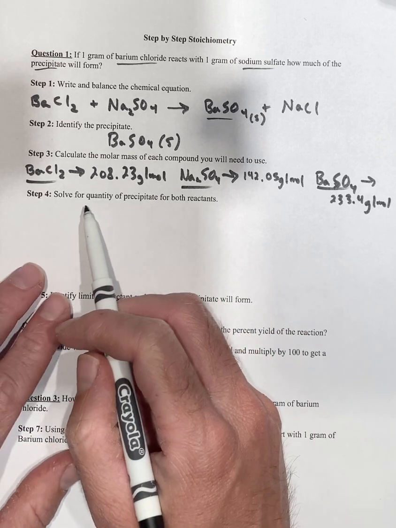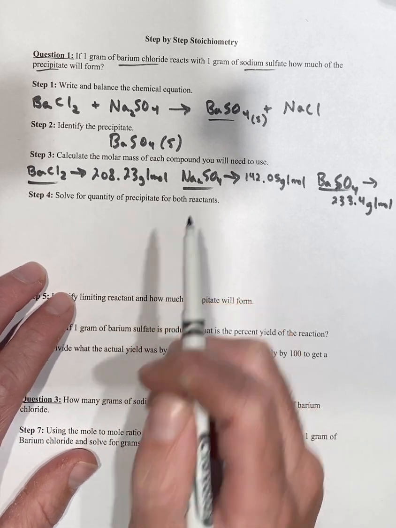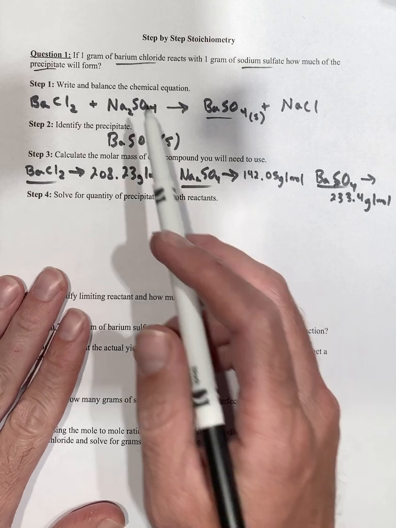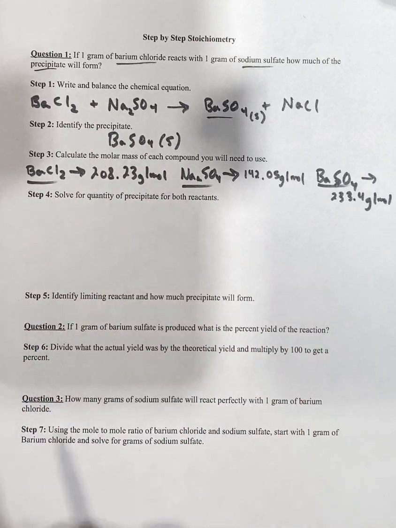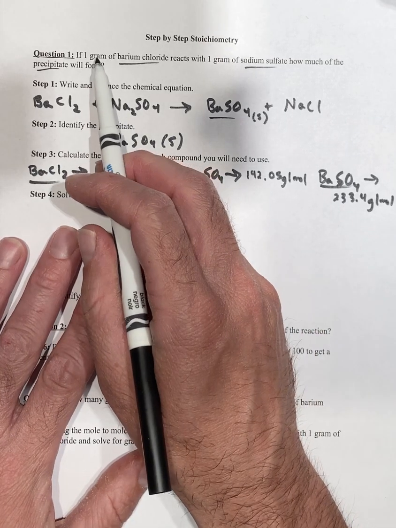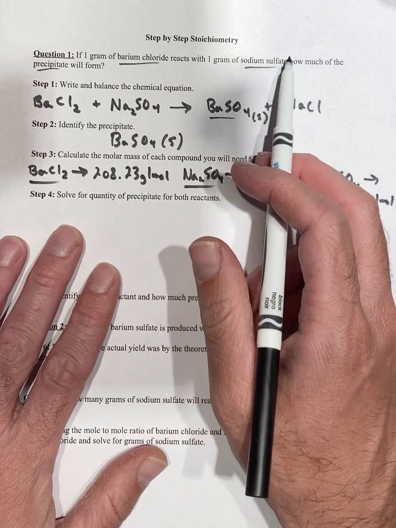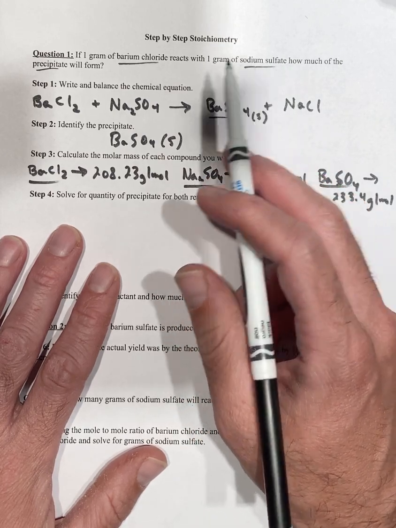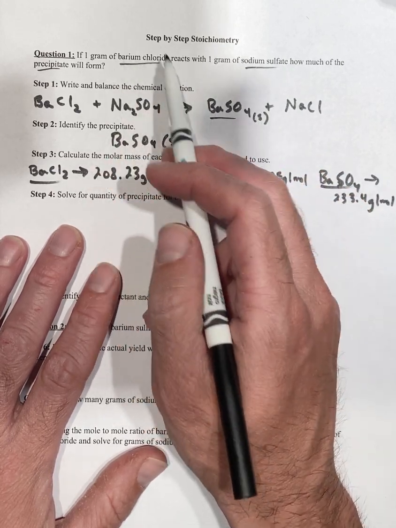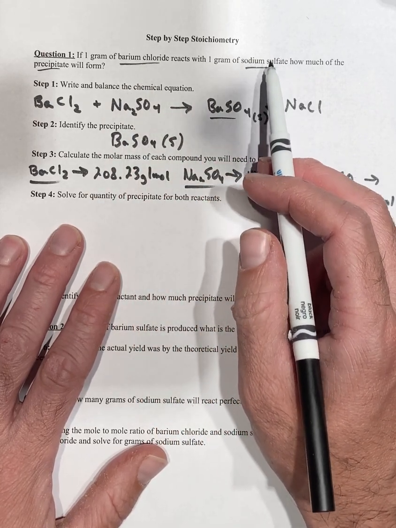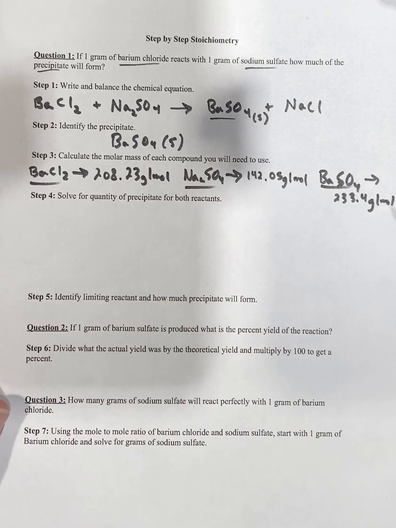All right, so now it says solve for the quantity of the precipitate for both reactants. This step is a little bit different than anything else we've done. Because up here it's asking, what if I have 1 gram of each? Well, it is possible that 1 gram of this would allow me to produce more barium sulfate if I had as much of this as I wanted. Or vice versa, if I had as much barium chloride as I wanted, but only 1 gram of sodium sulfate, I might produce a different amount of barium sulfate.